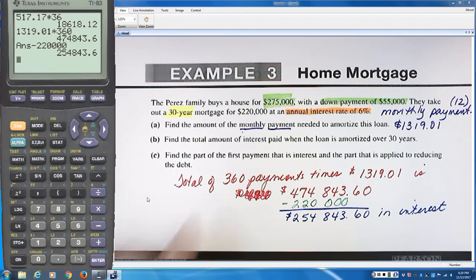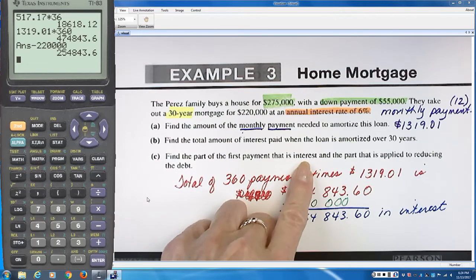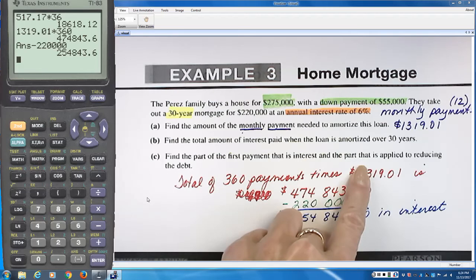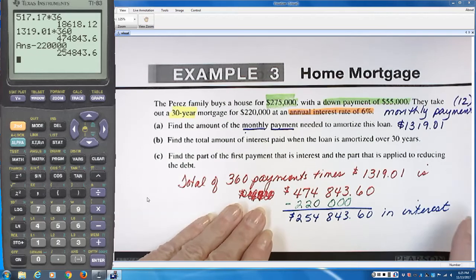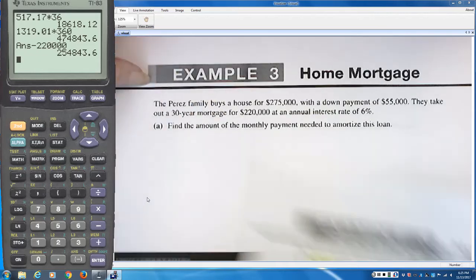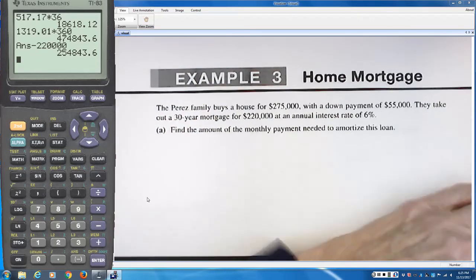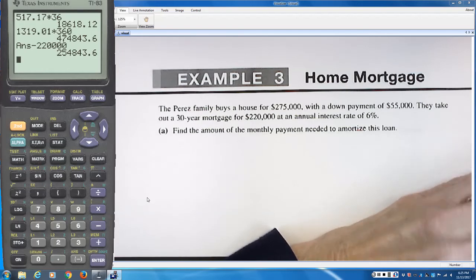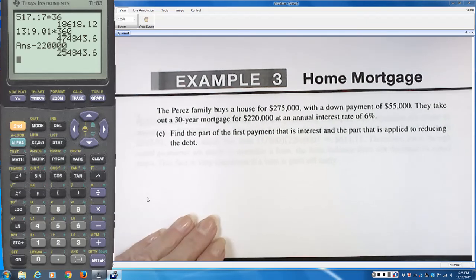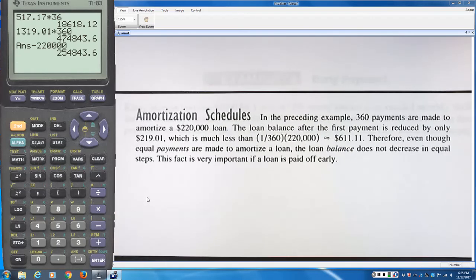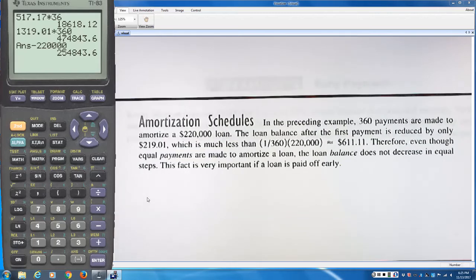So Part C says find the part of the first payment that's interest and the part that is applied to reducing the debt. This gets into the idea of making a mortgage table or an amortization table. So that's going to be the next thing we look at. So we've done Part A and Part B. Now we're going to do Part C. Part C is a little bit tedious to do by hand, even with a calculator. So before I get into it, let me explain what an amortization schedule looks like.